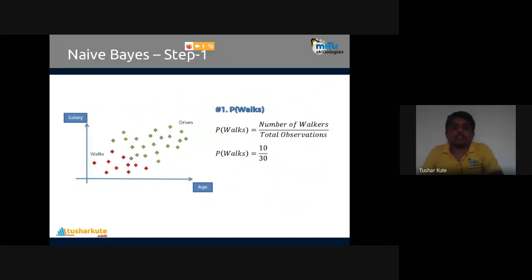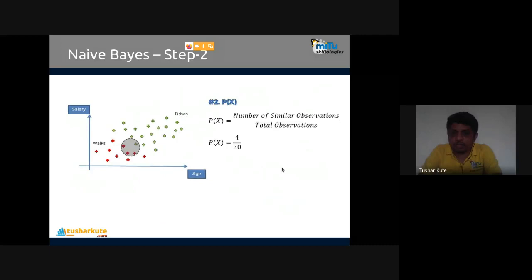Now see, step 1, probability of walker, means total number of walkers divided by total observations that we have. How many walkers are there? 10 out of 30. That is P of walks, 10 by 30. Second, P of X, similar observations divided by total observations. So I am encircling it. Total number of similar observations divided by total observations.